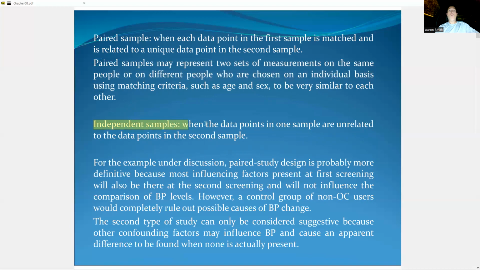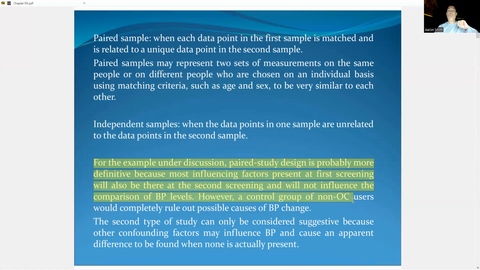Independent samples, when the data points in one sample are unrelated to data points in the second sample. For the example under discussion, a paired study design is probably more definitive because most influencing factors present at first screening will also be there at the second screening and will not influence the comparison of the blood pressure levels.